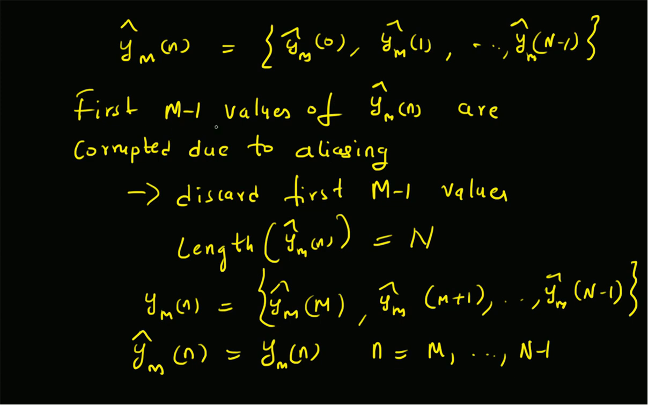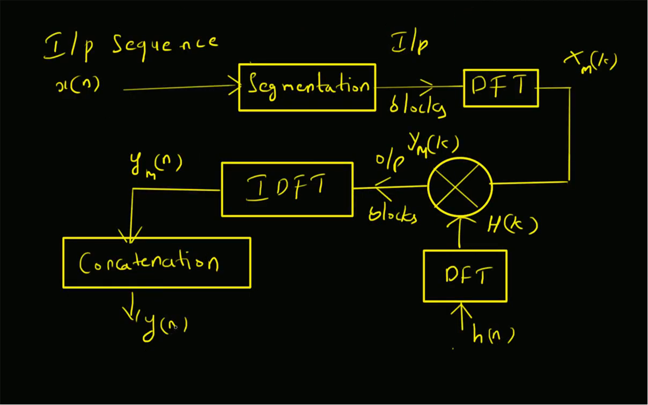So what happens is, the first m-1 values of ym of n hat are basically corrupted due to aliasing, because we have borrowed m-1 values, that is the first m-1 values, from a previous block for the input. So the output also will have that influence. So we have to discard those m-1 values. So we are left with L values, and these L values correspond to the output of the linear convolution with the L values from the input. So that means they will be part of the actual output sequence. So once we have this ym of n, we just concatenate them to get the output. That is, we concatenate them to get the output sequence y of n.